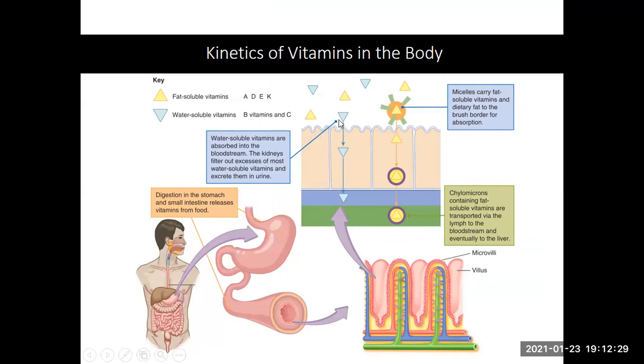Here, as you can see, if it is a water-soluble vitamin, it will be directly absorbed through the GIT and then go to the blood and then to the tissue. While the fat-soluble vitamin needs bile acid to be absorbed, and it will be absorbed as part of the lipid absorption, fat absorption, and then it goes with the chylomicrons and then into the liver.